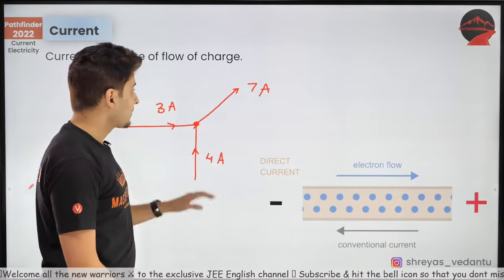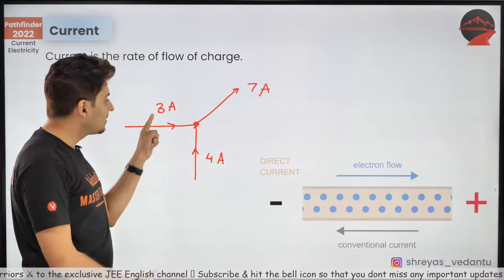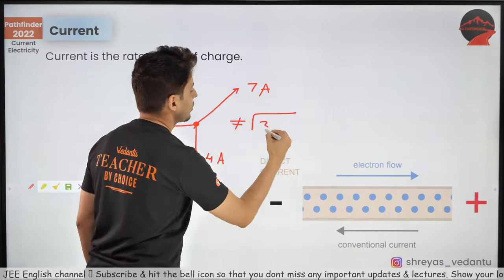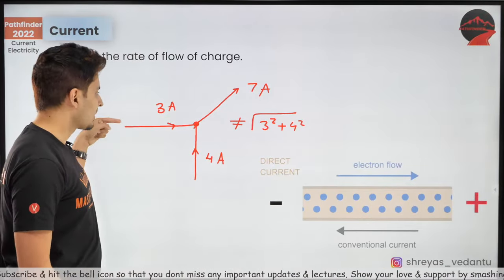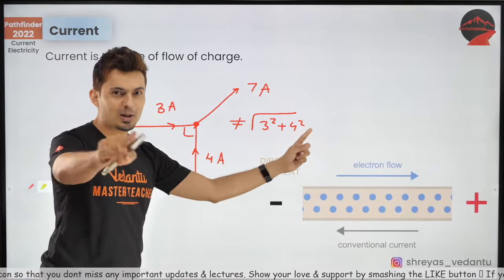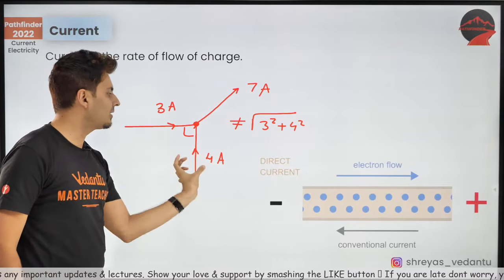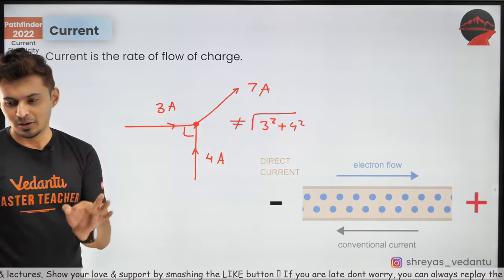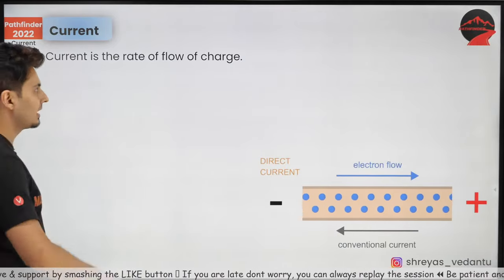That's it. But if this was a vector quantity, then the answer would have been the root of 3 square plus 4 square. It is definitely not equal to that, like how you would do for forces. Force 1, force 2, 90 degrees, so the net force is root of F1 square plus F2 square. No, it doesn't work here. So it's a scalar quantity. You just add the magnitudes. You do not worry about the directions between them. Very good. I hope you understand this. So current is basically a scalar quantity.